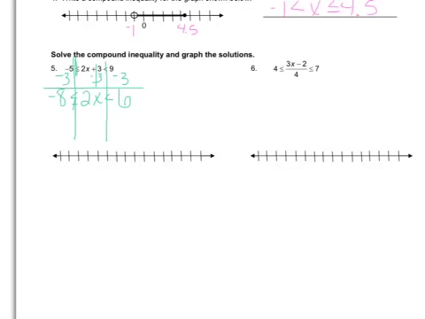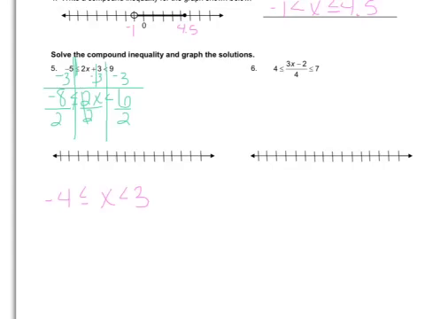Now second step, I've got to divide by 2, which means I have to divide by 2 here and here. And so what you end up with is negative 4 is less than or equal to x is less than 3. Because negative 8 divided by 2 is negative 4, and 6 divided by 2 is 3.